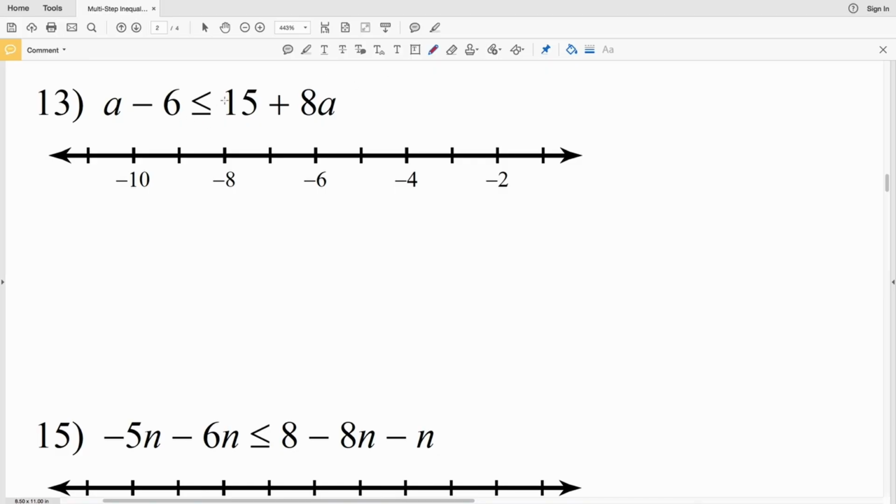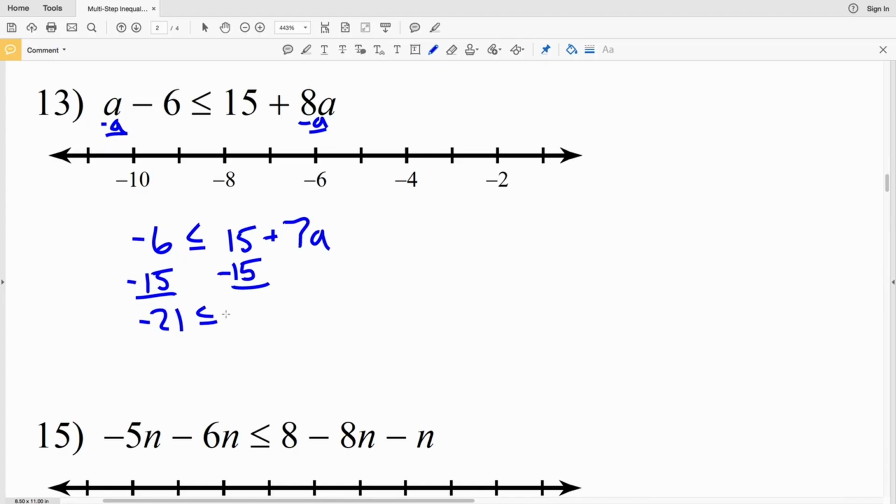A minus 6 is less than or equal to 15 plus 8a. We're going to start by subtracting a from both sides. That'll leave us with a negative 6 on the left is less than or equal to 15 plus 7a. Then we'll go ahead and subtract a 15 from both sides. Negative 6 minus 15 is going to be negative 21, and that's less than or equal to 7a.